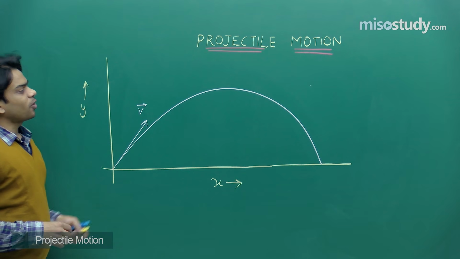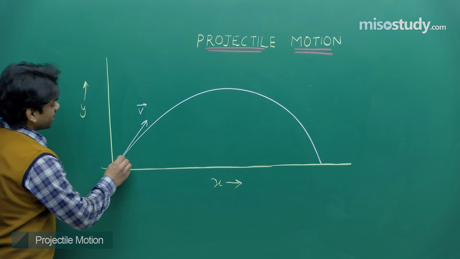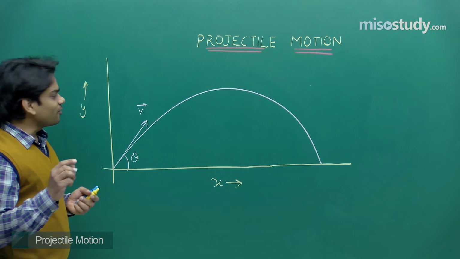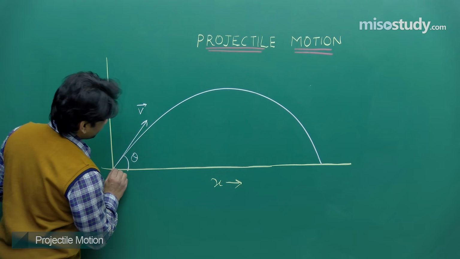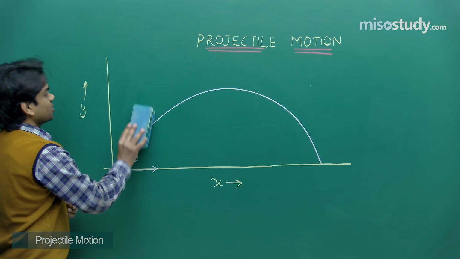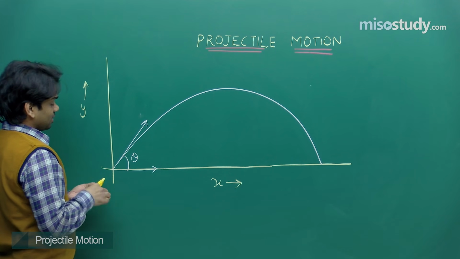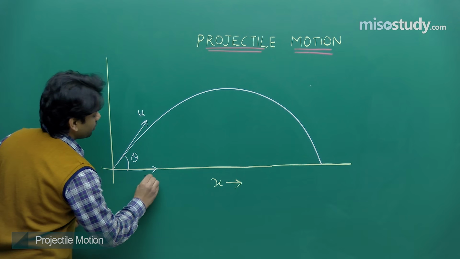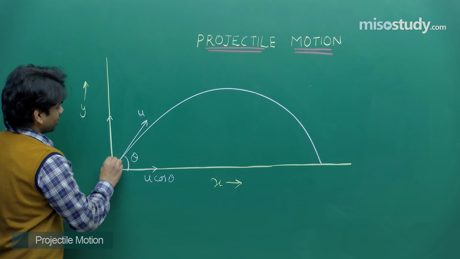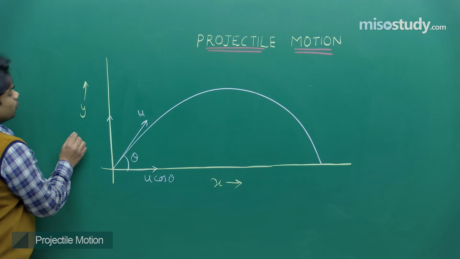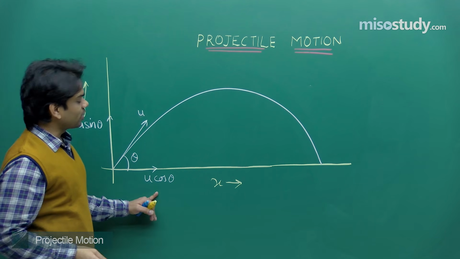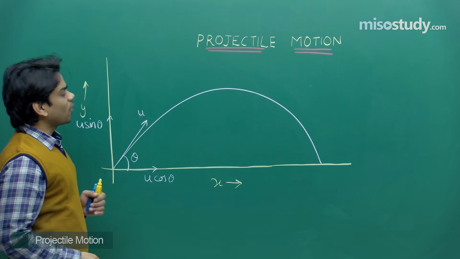Now this was the initial velocity of the particle. Let us say we have projected it at some angle theta with the horizontal. So we can say the initial velocity has two components. Let me mark it as u instead of v, to show that it is the initial velocity. So this will be u cos theta along the x direction, and the initial velocity along the vertical direction will be u sin theta along the y direction.